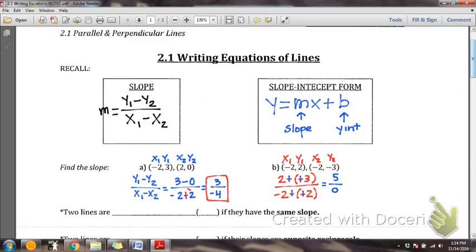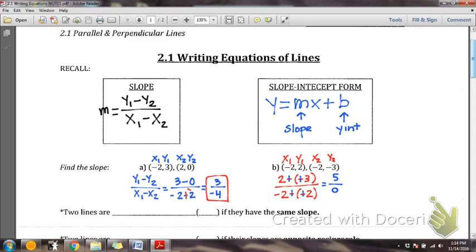Now, 5 divided by 0 is not an acceptable answer. Someone tell me why this is not an acceptable answer. Because anything divided by 0 is 0. Anything divided by 0 is not 0. It's not 1 either. Try this in your calculator. Everyone take your calculator. Josh, grab your calculator. What's it going to say, Josh? Error. Because you can't ever divide a number by 0.